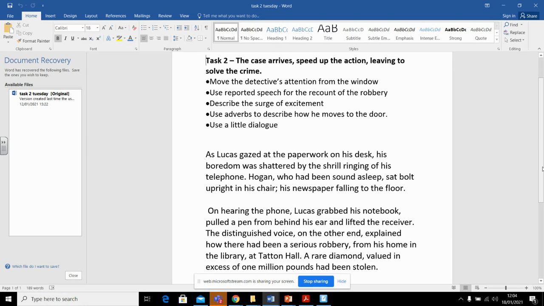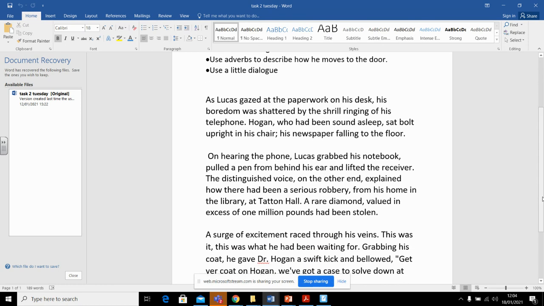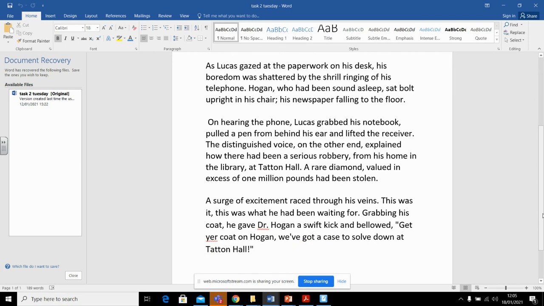On hearing the phone, Lucas grabbed his notebook, pulled a pen from behind his ear, and lifted the receiver. The distinguished voice on the other end explained how there'd been a serious robbery from his home in the library at Tatton Hall. A rare diamond valued in excess of £1 million had been stolen. Surge of excitement raced through his veins. This was it. This was what he had been waiting for. Grabbing his coat, he gave Dr. Hogan a swift kick and bellowed, "Get your coat on, Hogan. We've got a case to solve down at Tatton Hall."